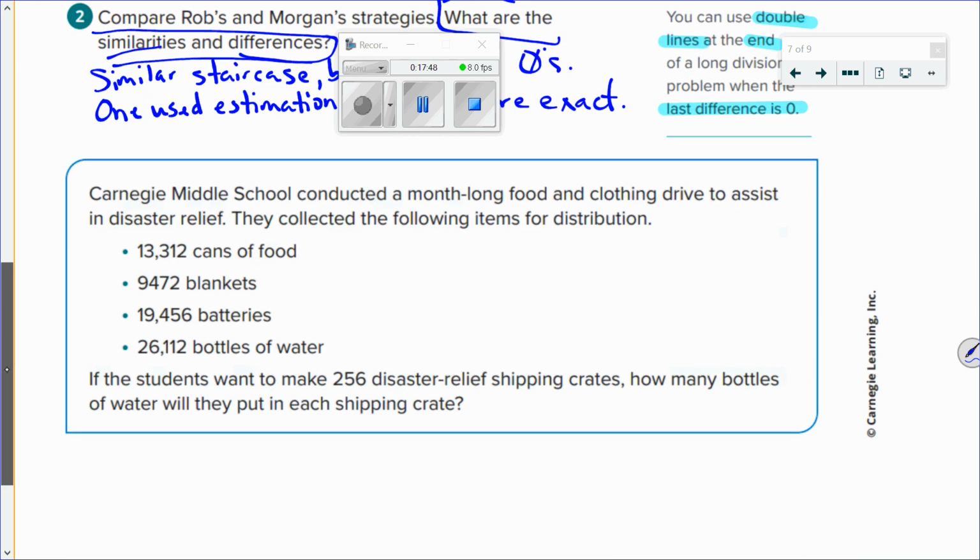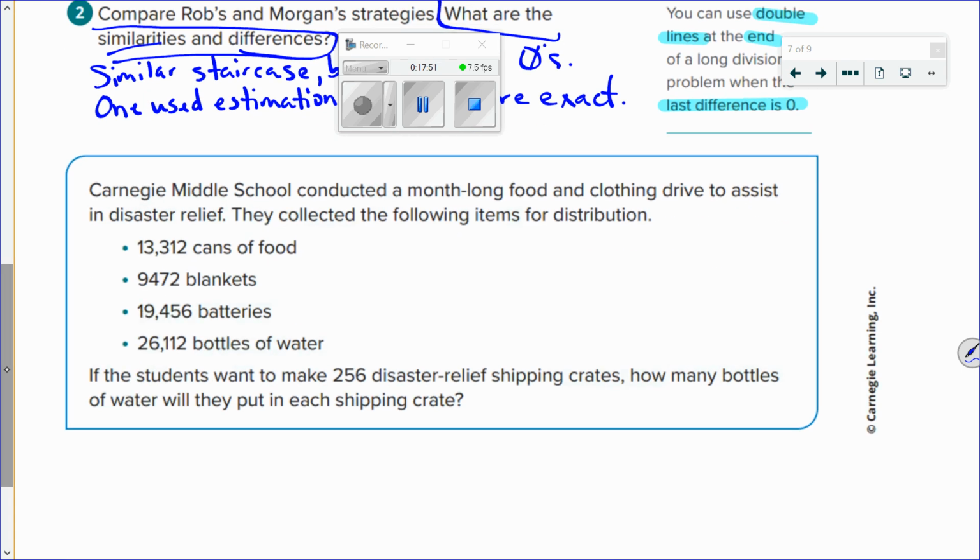So we've got some good numbers here. Carnegie Middle School conducted a month-long food drive and clothing drive to assist in disaster relief. They collected the following items for distribution: 13,312 cans of food, 9,472 blankets, 19,456 batteries, 26,112 bottles of water.